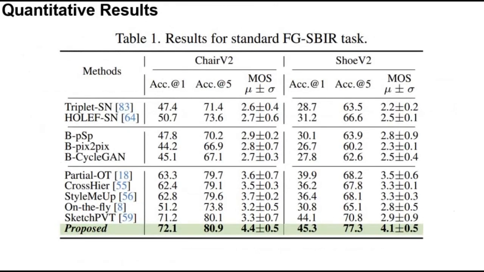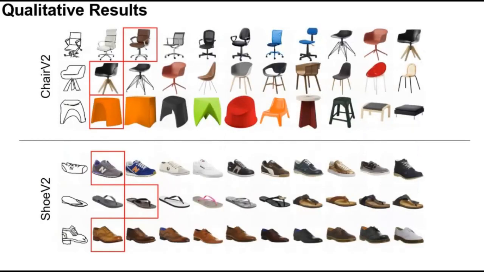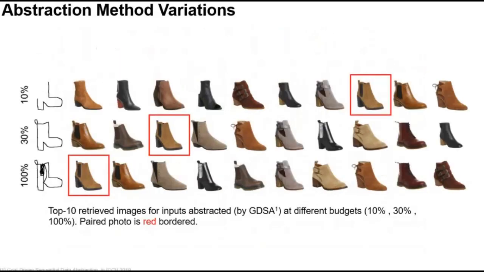Coming to the result analysis, this table benchmarks the proposed method with baseline and other state-of-the-arts in two datasets, ShoeV2 and ChairV2. As seen in the table, the proposed method consistently surpasses other state-of-the-art methods in terms of both accuracy and human study mean opinion score. These are a few qualitative results on ShoeV2 and ChairV2, like top 10 results. And this depicts the abstraction method variation.